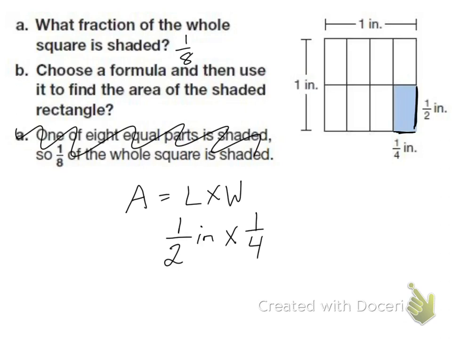So we multiply the numerators. 1 times 1 is 1. And now the denominators. 2 times 4 is 8. So the answer for the area of this shaded part is 1/8 square inches.